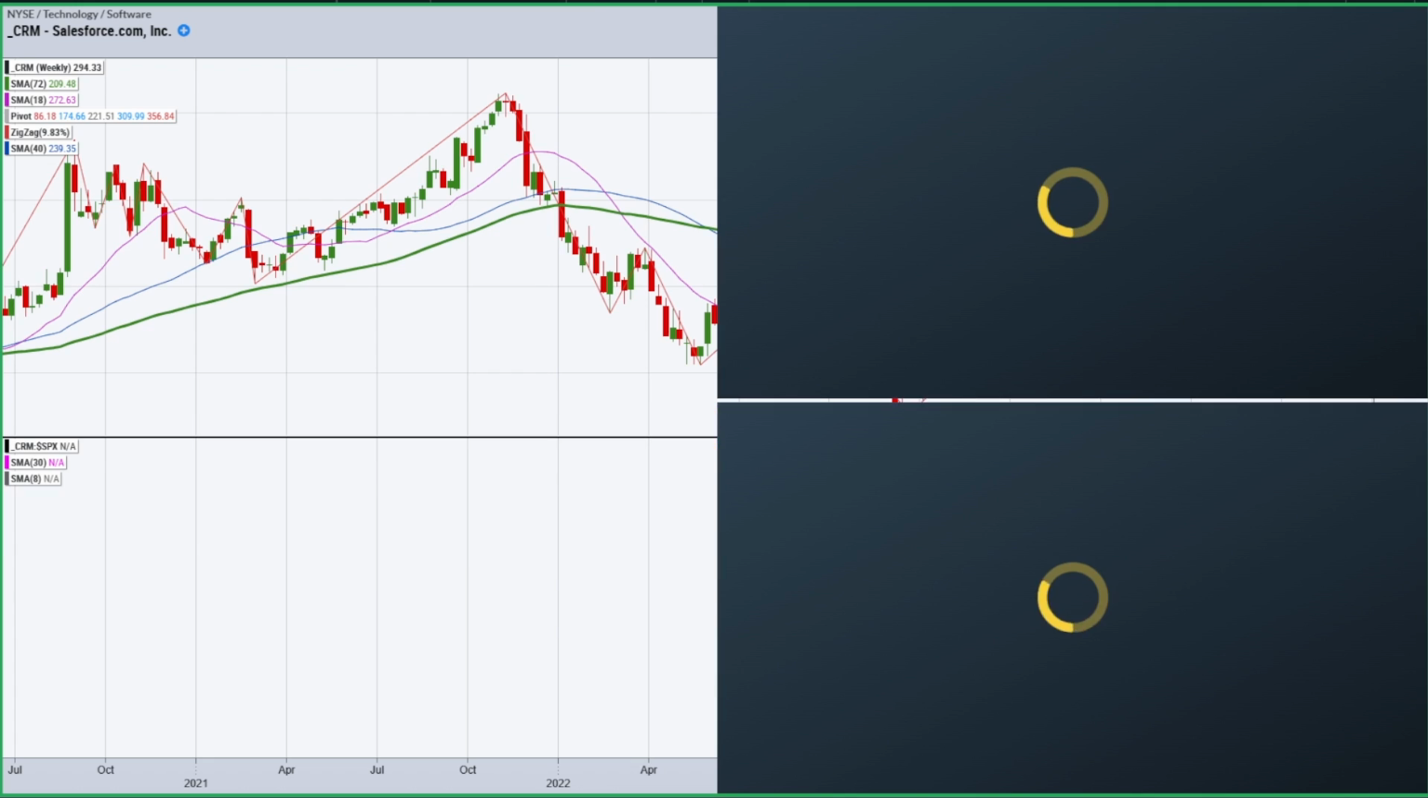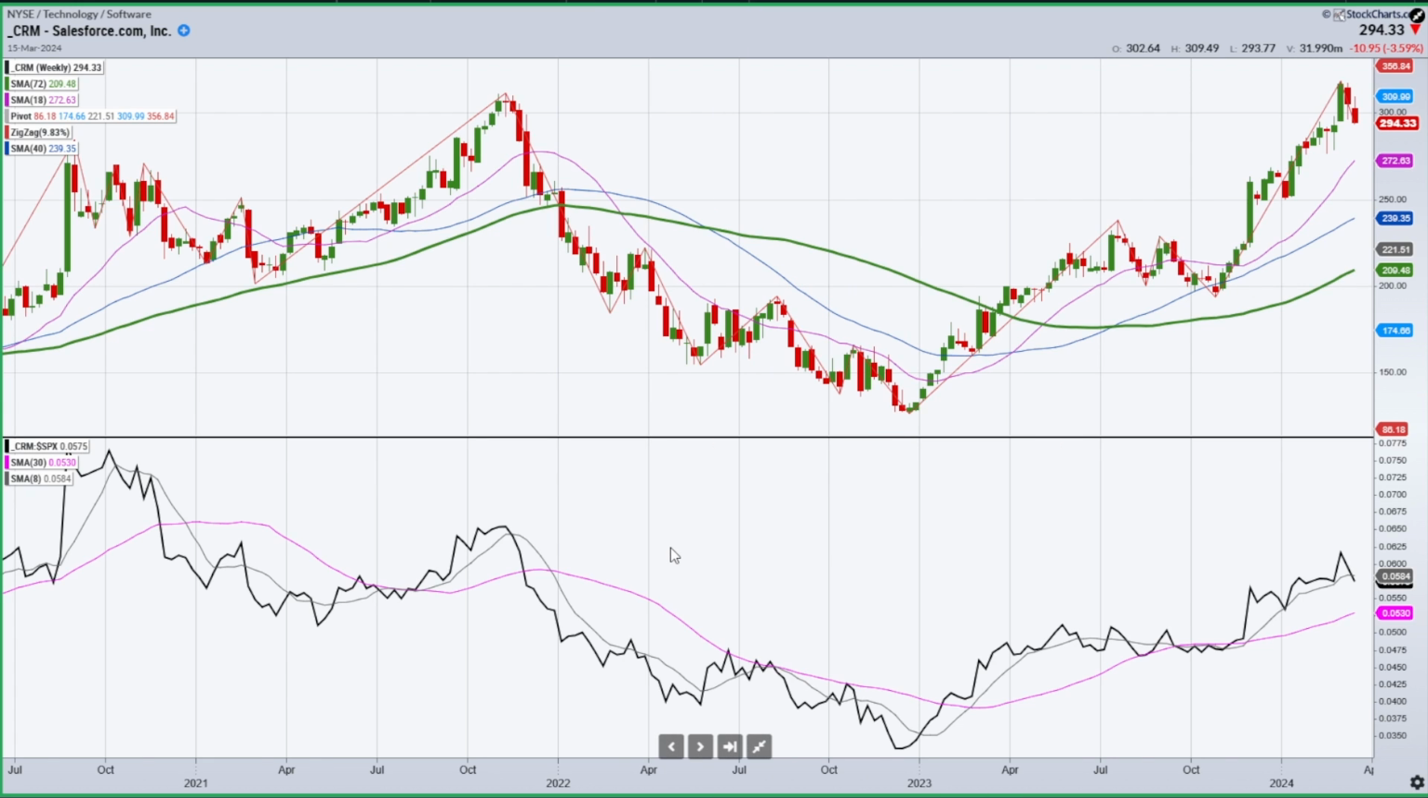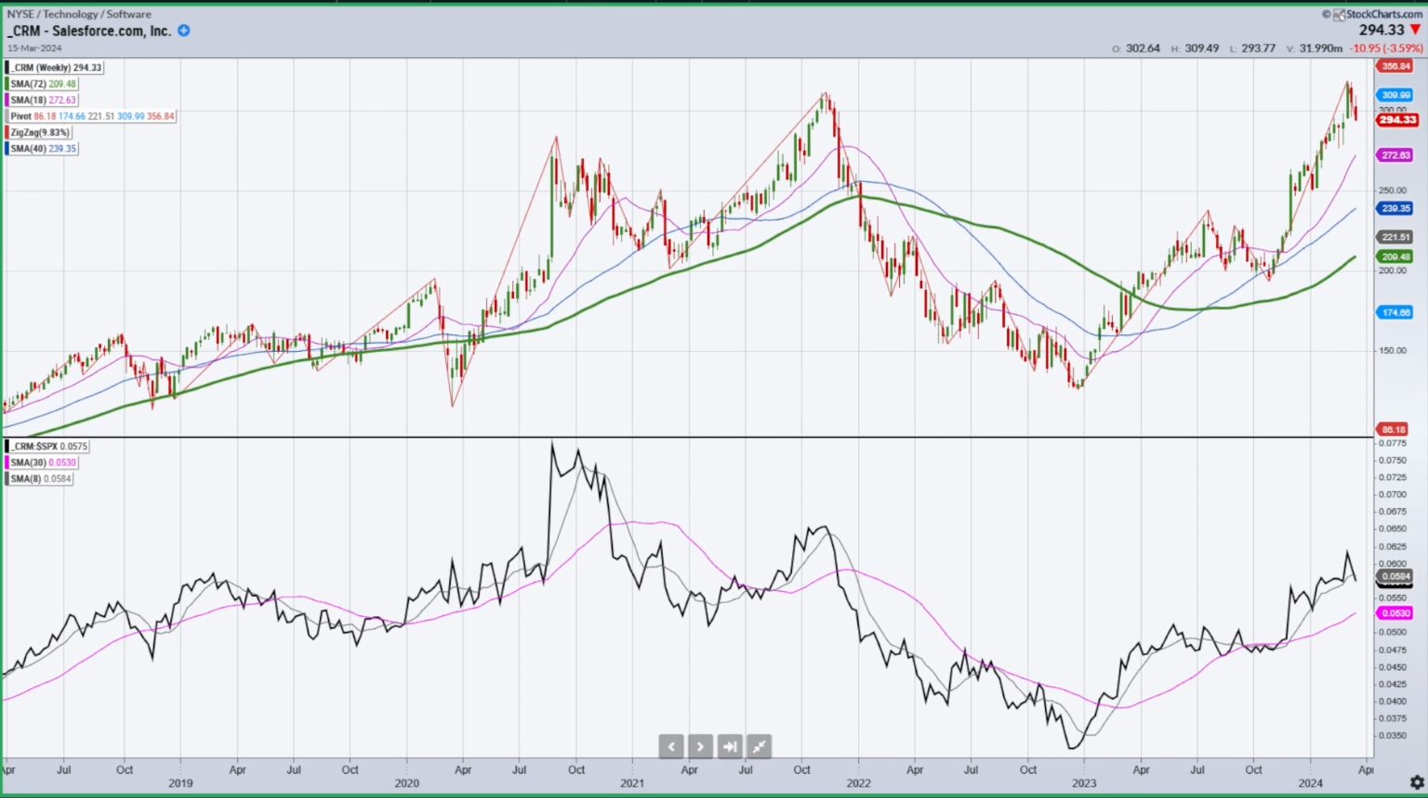Let's look at the CRM. CRM went through an extended period. Now, it had a little bit of a false move. So this is part of the reason I wanted to bring this up. You see, we got this turn. That was not a long-term bear. This was still above its 18-month. Okay.